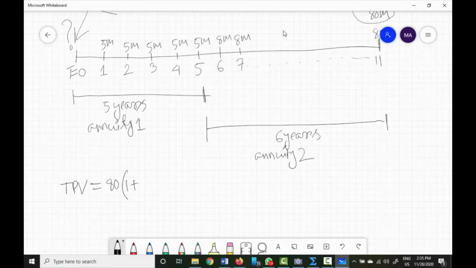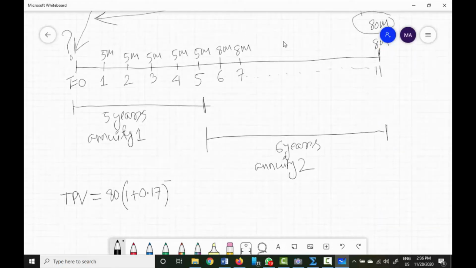1 plus R, where R is the cost of capital or required return, which is 0.17. We need to move 11 years, since this is the cash flow that we are getting at period 11. So from period 11 to 0, the power should be minus 11, right?